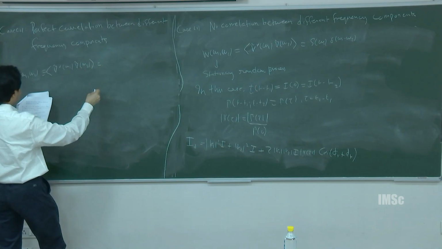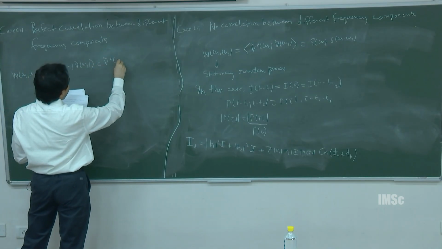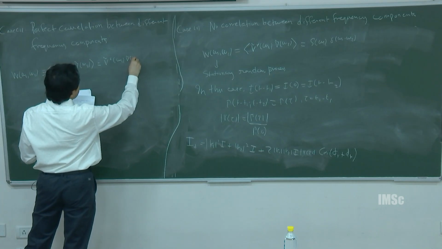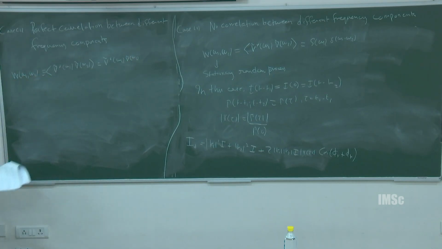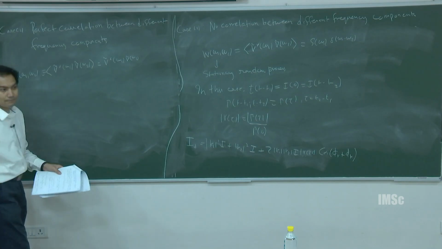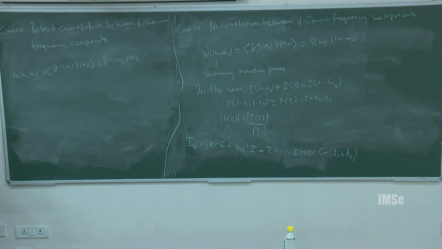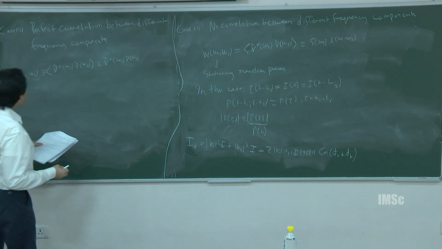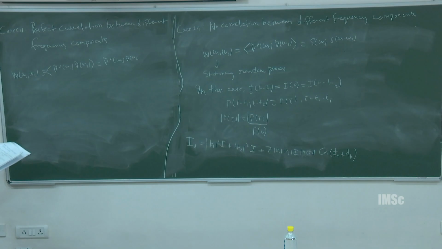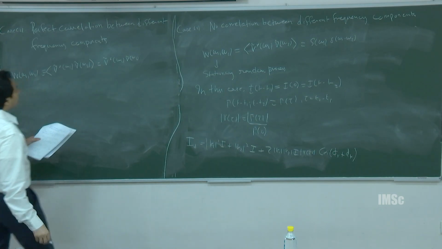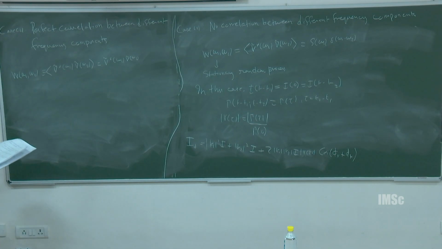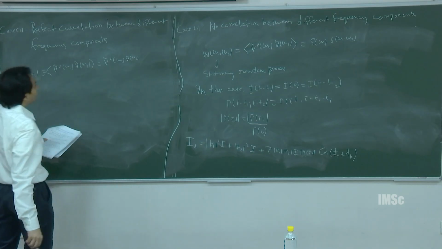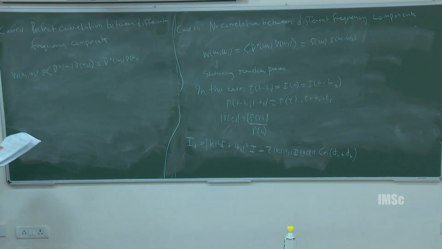this expectation value goes away, and it's simply... because of perfect correlation, there is nothing random, there is no averaging to be done. So the ensemble average of v tilde omega 1 and v tilde omega 2 is simply the product of v tilde conjugate of omega 1 times v tilde of omega 2. So what does it tell us? There is no randomness in the process. The frequencies are perfectly correlated.